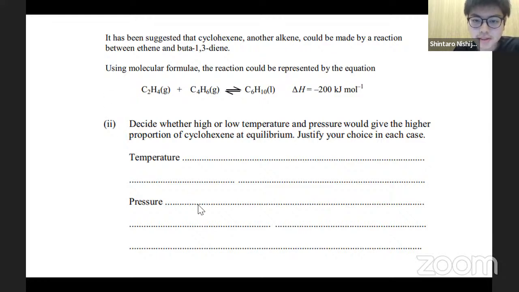So that's low temperature. And for pressure, we have 2 molecules on the left and 1 molecule on the right. And if we want to shift it to the side on the right with a fewer number of molecules, we want to increase the pressure. Because when we increase the pressure, the equilibrium will shift to the side with fewer molecules, because fewer molecules means less pressure. So high pressure and low temperature.